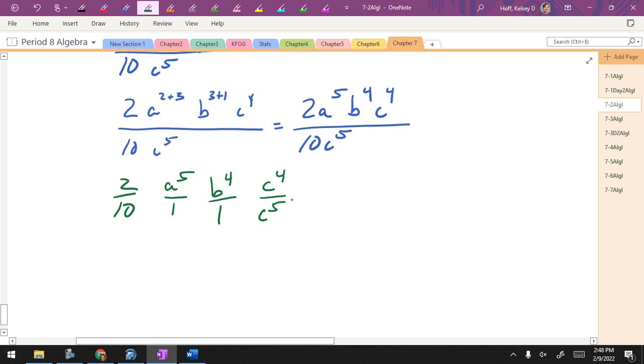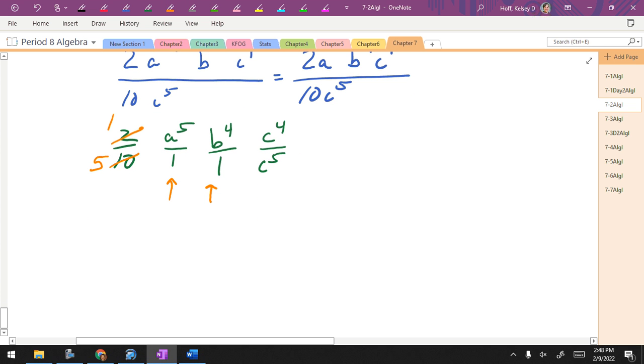What goes into 2 and 10? 2, so 2 would become a 1, 10 would become a 5. A and B, they're the only bases of A and B, so nothing's going to change here. C, I'm going to take the top minus the bottom. Yes?